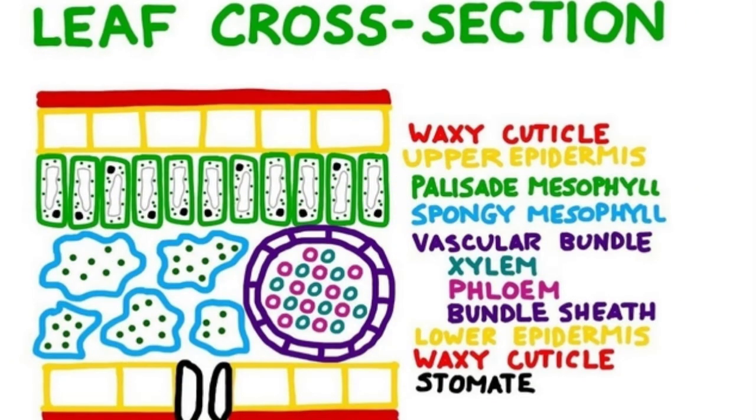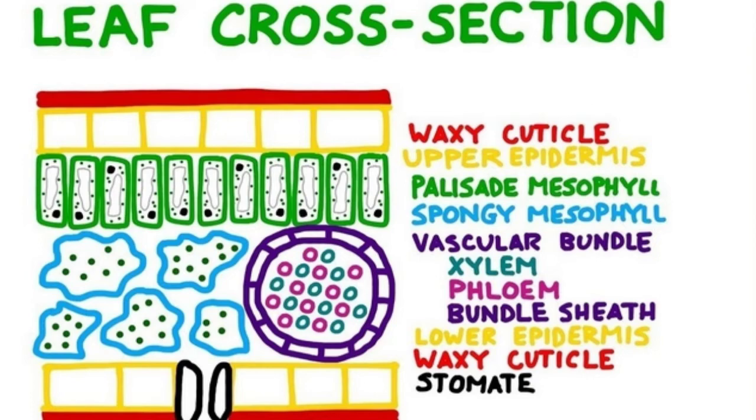In this video, I will tell you the internal structure of a leaf, the different parts of a leaf. The different internal parts of a leaf, like cuticle, upper epidermis, lower epidermis, palisade and spongy mesophyll, vascular bundles, xylem, phloem, stomata. I will tell in this video all the functions of these internal parts of a leaf. Now let's begin.